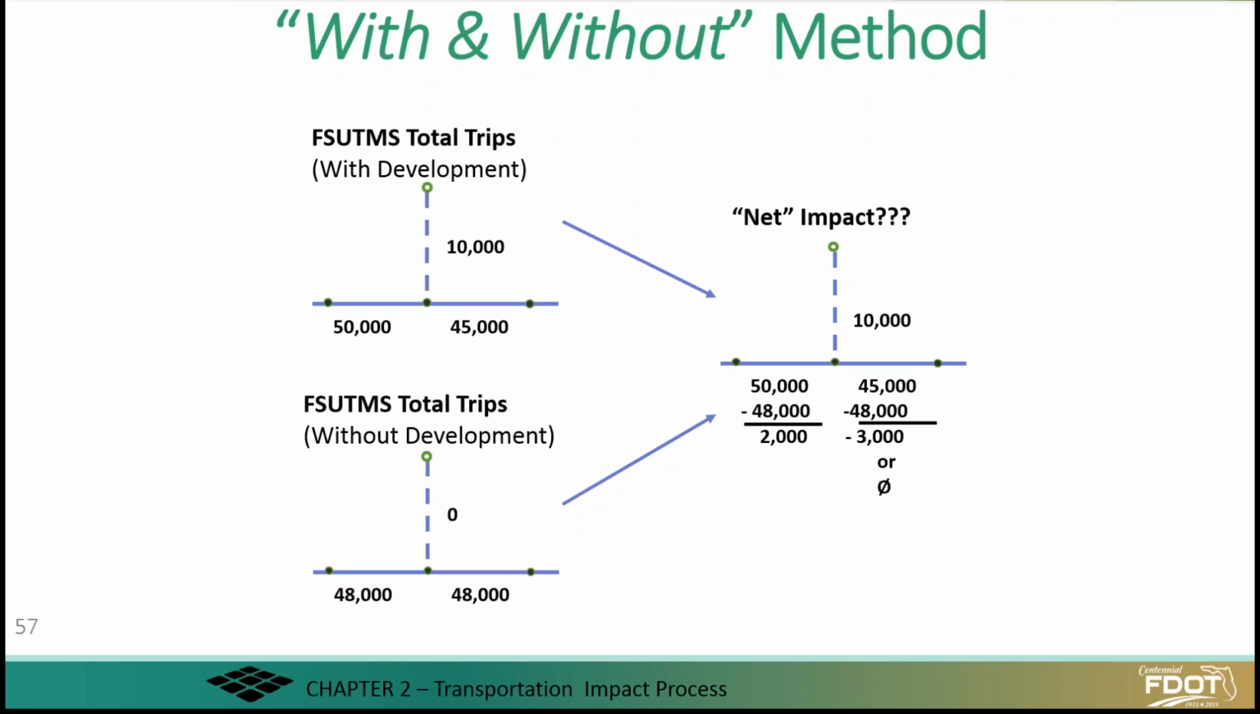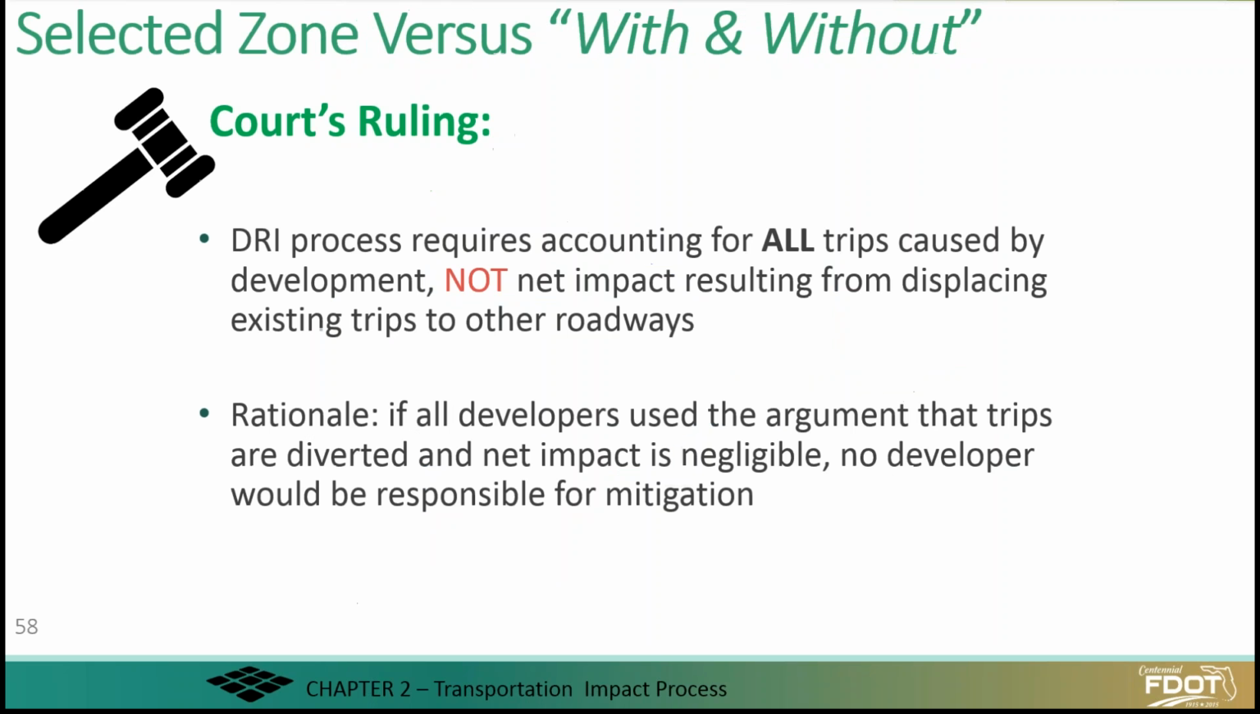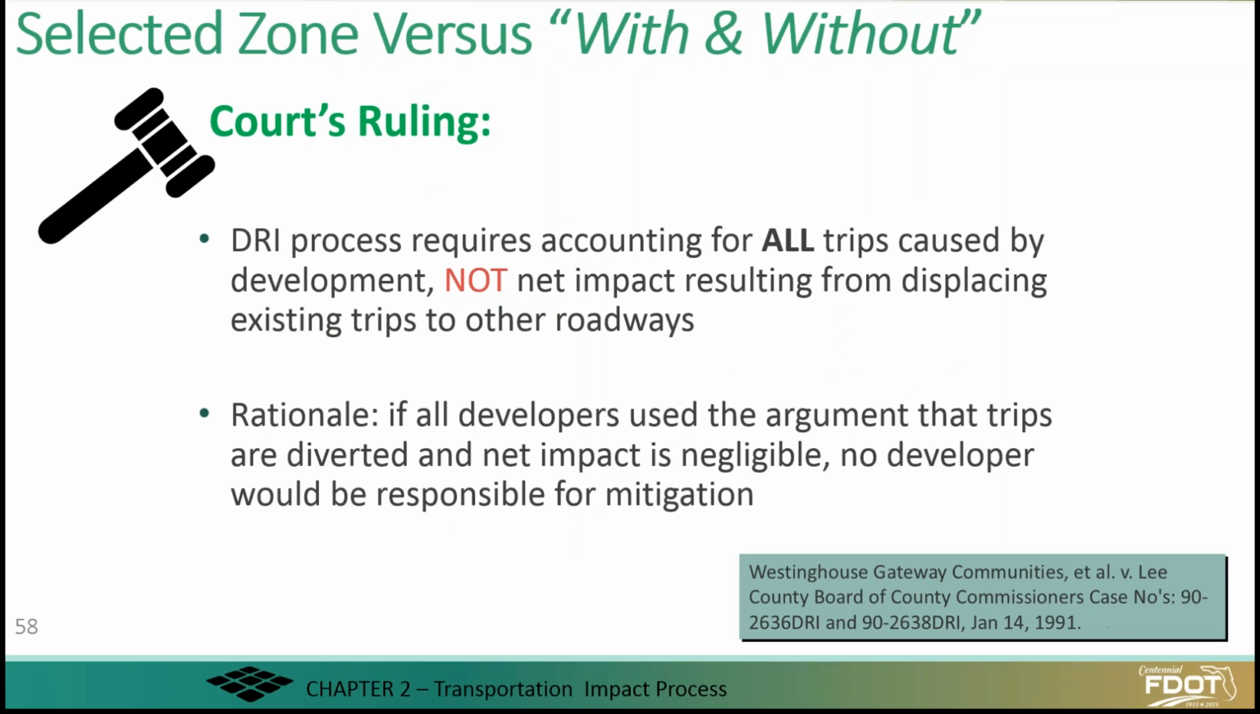And the result would be on the western link, 50,000 trips with the project, 48,000 trips without the project, so you have a net of 2,000 trips. But in the other direction, 45,000 trips with the project, 48,000 trips without the project, or negative 3,000 trips, for a net impact of 0.